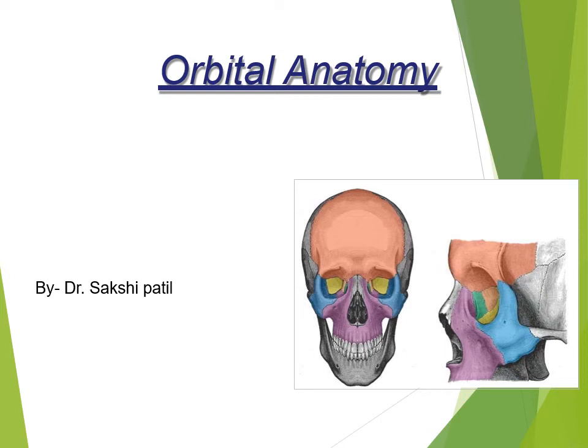This is the last chapter which I am going to cover, that is orbit. Before studying the orbit and orbit related diseases, let's know the proper anatomy of the orbit. You might have already studied this in your first year, but it is necessary to know in detail about the orbit, the bones and its contents.